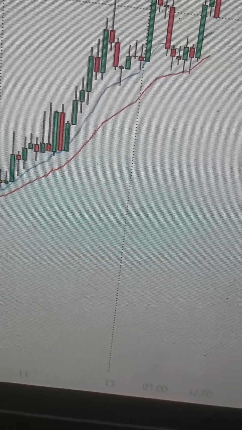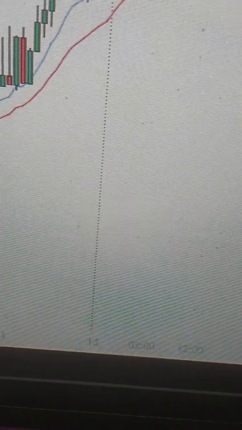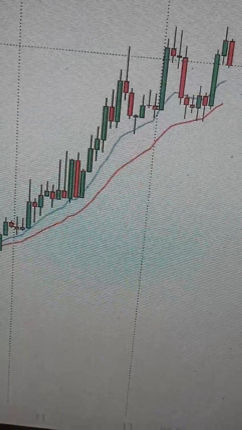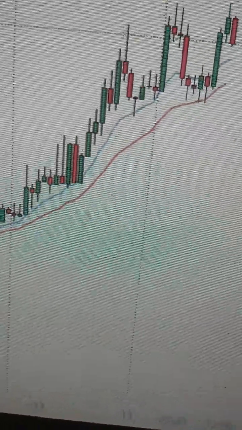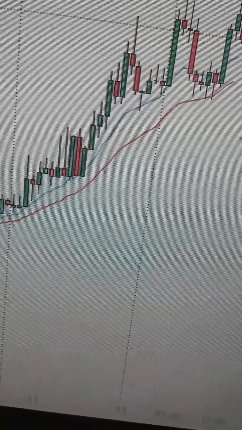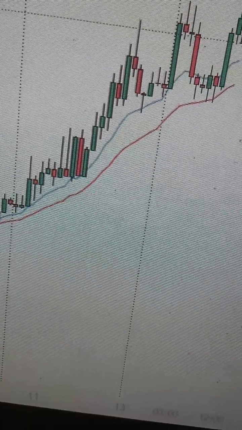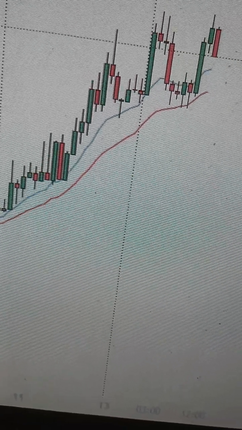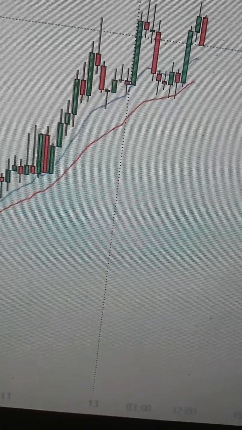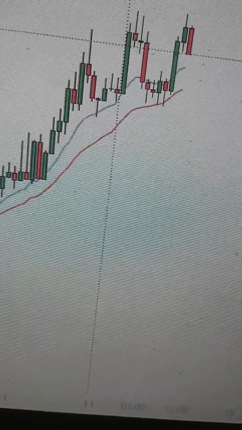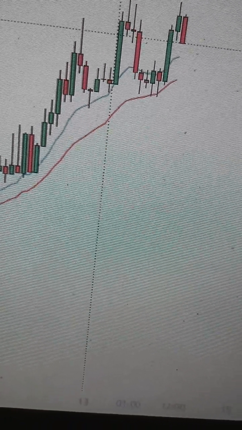If you're using monthly support and resistance, the best place to look for trades will be daily. If you're using weekly support and resistance, which time frame do you think will be the best? If you're using weekly, the best place to look for trades is 4 hours. If you're using daily time frame, the best place to look will be 1 hour.